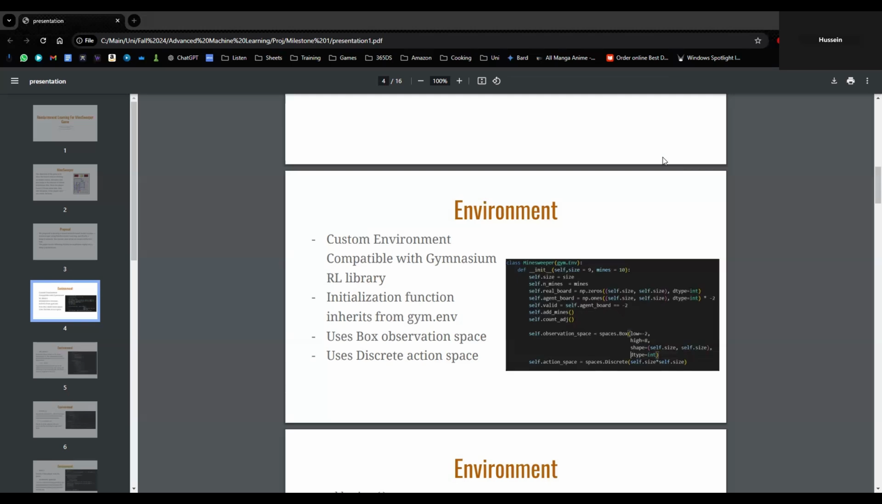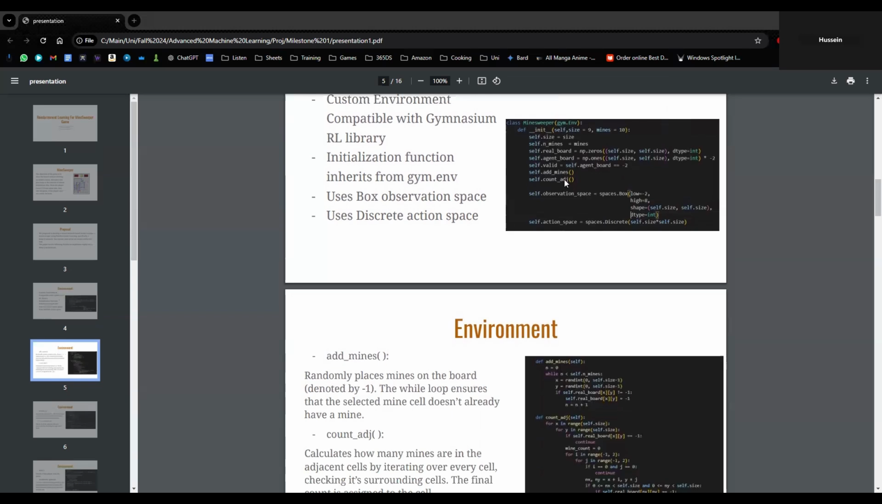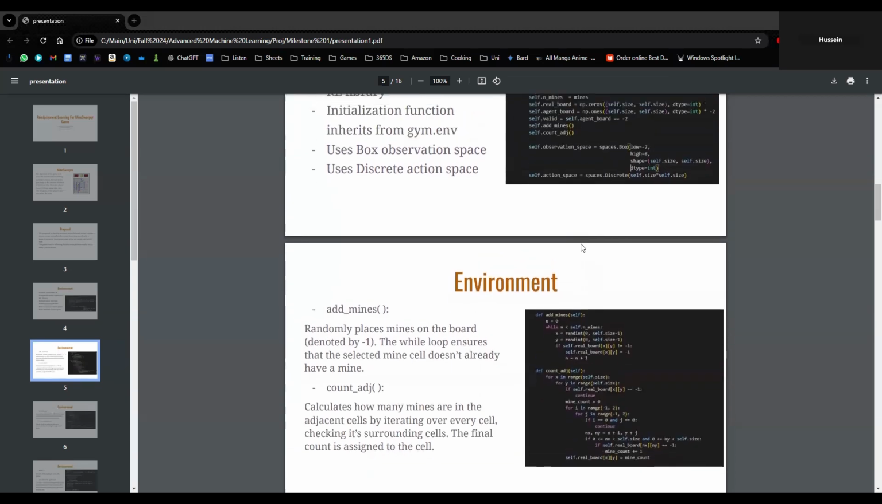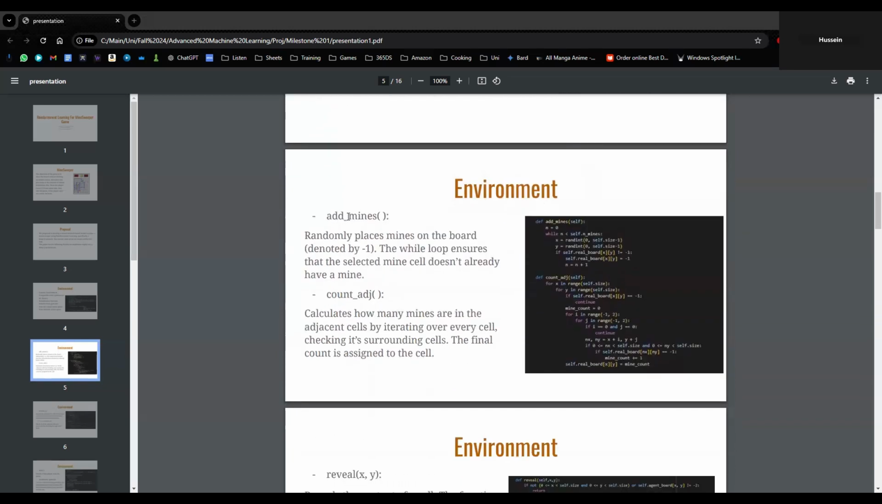Then we have functions to add the mines and count the adjacent cells. Then we have our observation and action space. These are the ones that are needed for the gymnasium environment. Okay, so the first function, add mines, randomly places the mines on the board, which are always denoted by a -1. So we have the function that iterates over each cell and makes sure that the cell does not already have a mine. Then we have count adjacent, which goes over every cell and checks whether there are mines in the adjacent cells, sums the count and just places it in that cell.